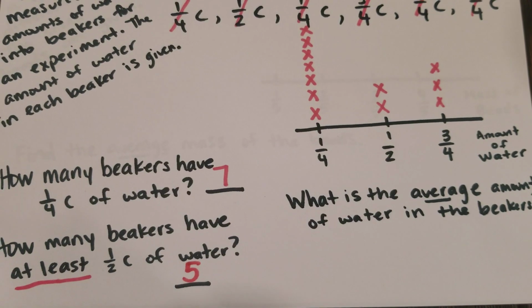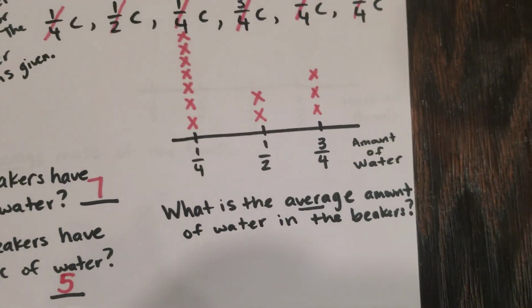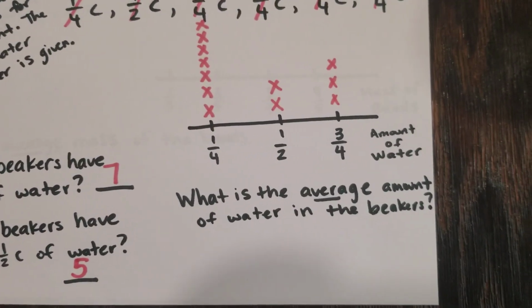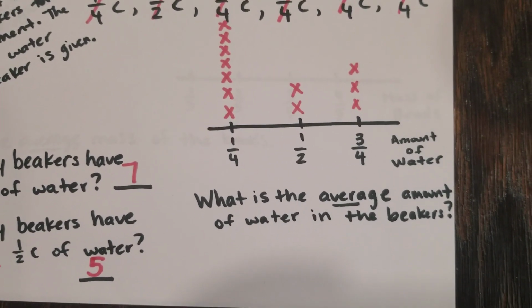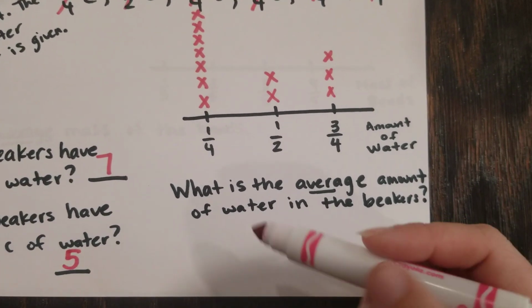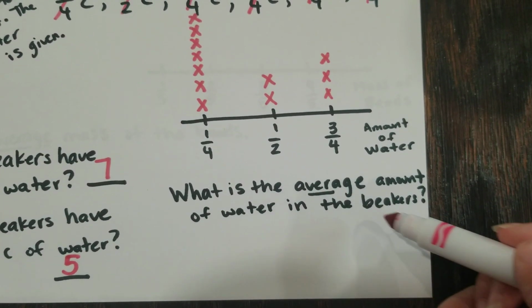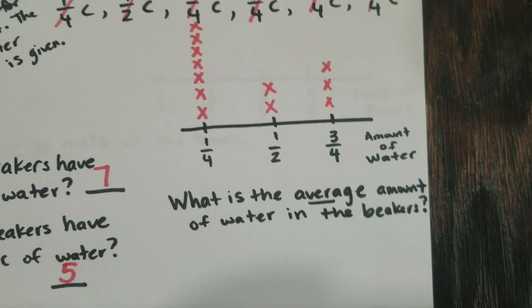All right, so those questions were easy. Let's look at a little more difficult question. This question involves a lot of math, but it's math that we know how to do because we have been working on fractions a lot in Chapter 8. So this one is asking for the average amount of water in the beakers. And you're going to have to think back to 4th grade what average means.